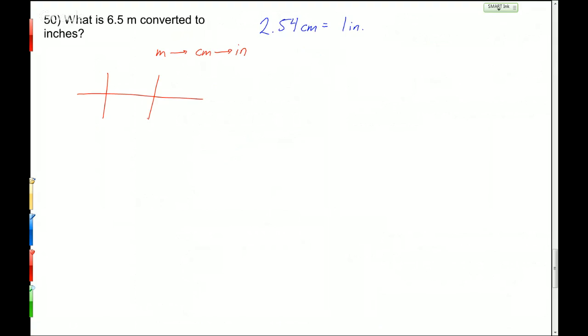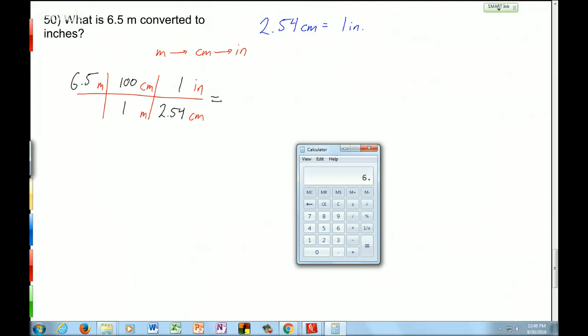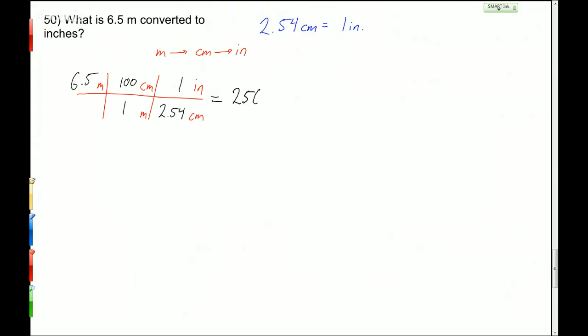So when we set that up, we can go meters to centimeters to inches. Start with our 6.5 meters, and then we know there's 100 centimeters in a meter, 2.54 centimeters in an inch. 6.5 times 100 divided by 2.54, about 256 inches.